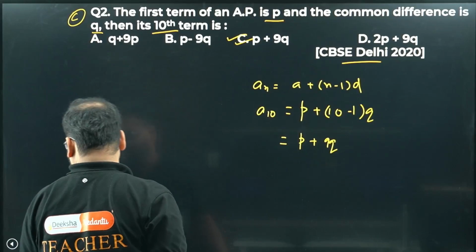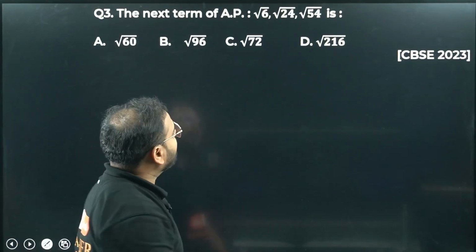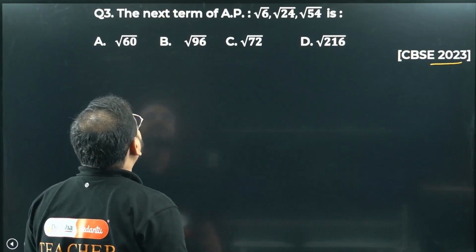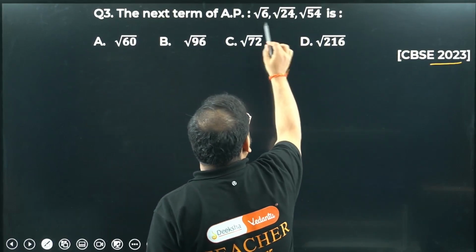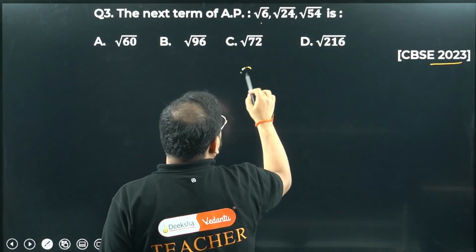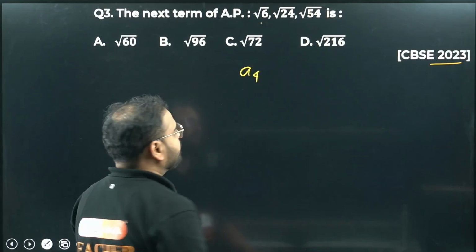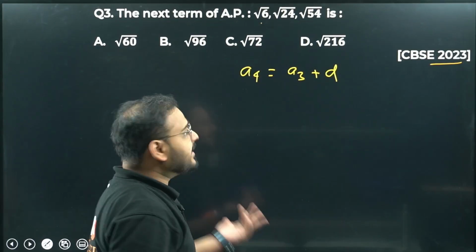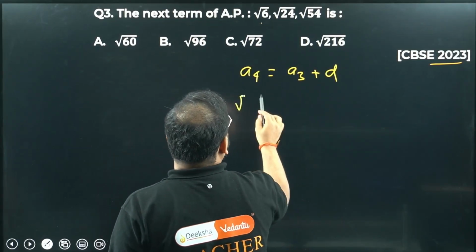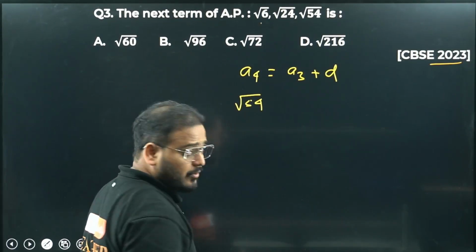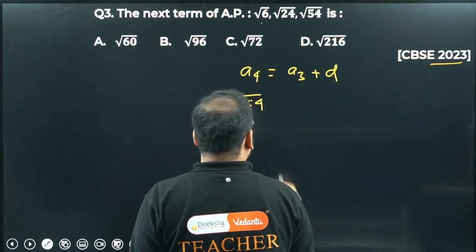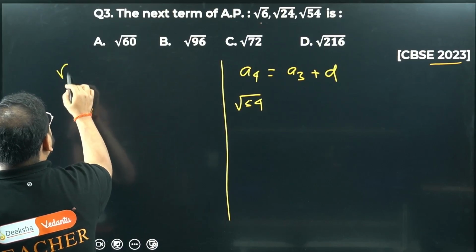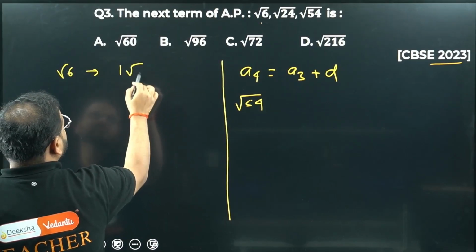Okay, moving on to question number 3. Again a PYQ asked in 2023. They're asking, in the AP A1, A2, A3, find A4. How do you find A4? Find A3 and add the common difference. Now A3 is given, root 54. But we have to find the common difference. Before doing that, I can simplify this series. Root 6 is simply root 6, or 1 root 6.